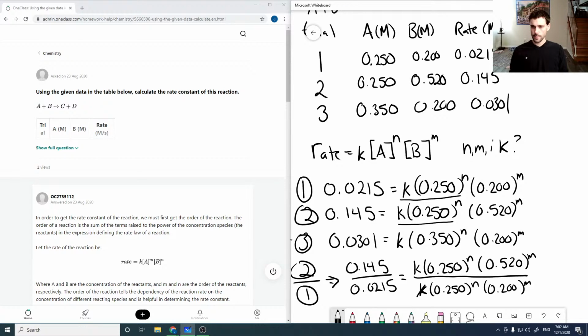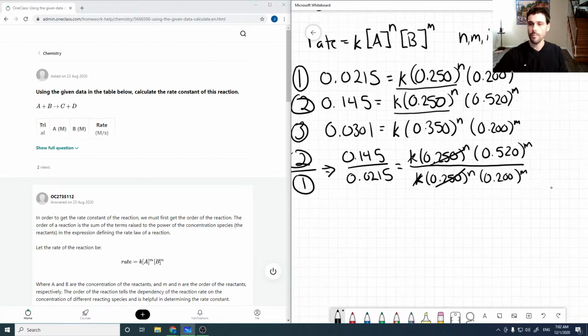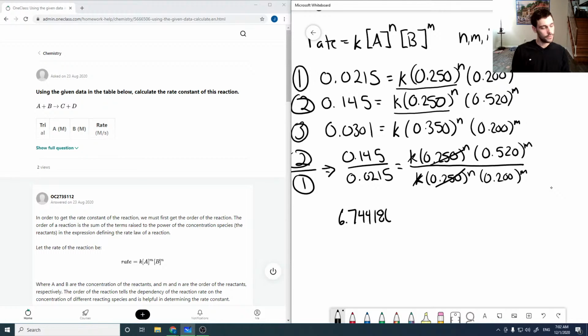And so we can see that the K's will cancel, the 0.250's, the N will cancel, and all we're left with is the M powers. If we run this on our calculator here, this division here comes out to be 6.744186, and this division here comes out to be 2.6 to the power of M.